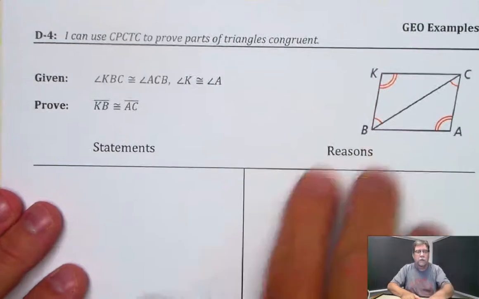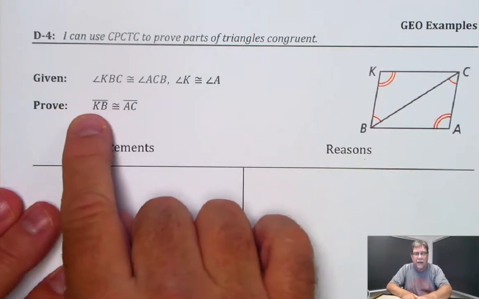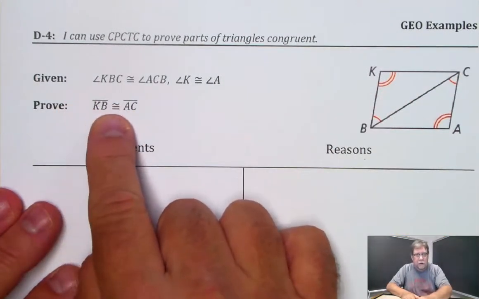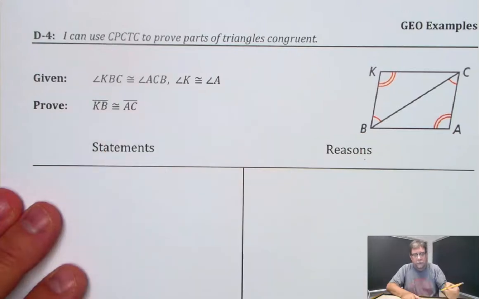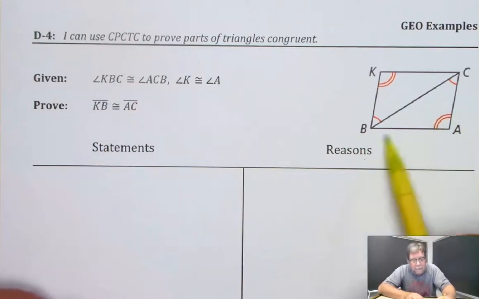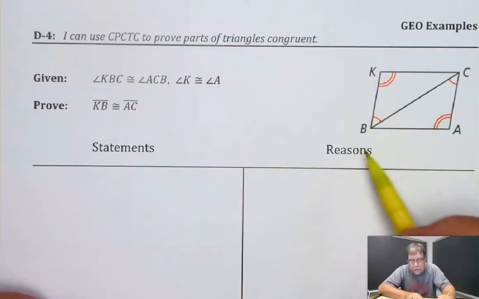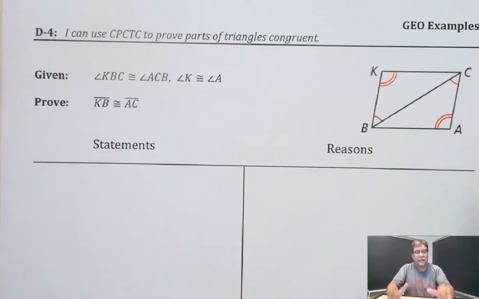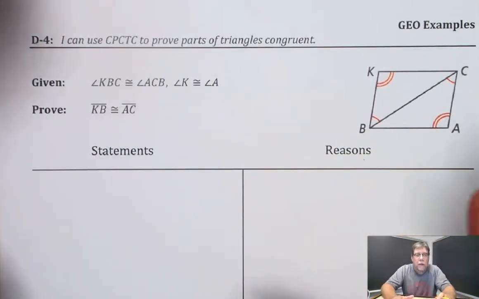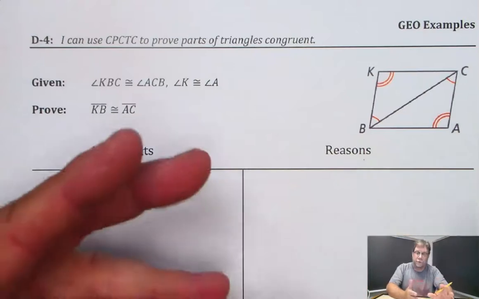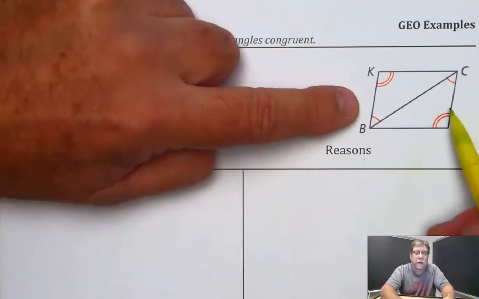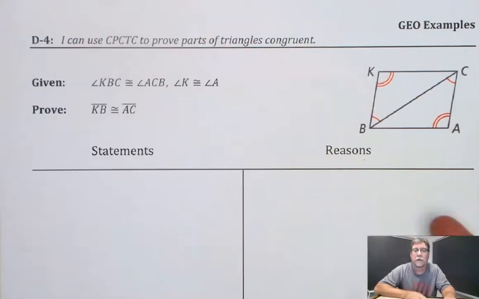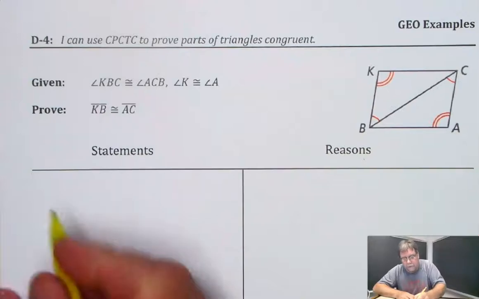So we're going to try to show that side KB is congruent to side AC. So we want to show that KB over here is congruent to side AC over here. We can't directly say, oh, they're the same length. But if we can show that the triangles are congruent, then these are the corresponding sides, and they would have to be congruent. So let's take a look at our given information.